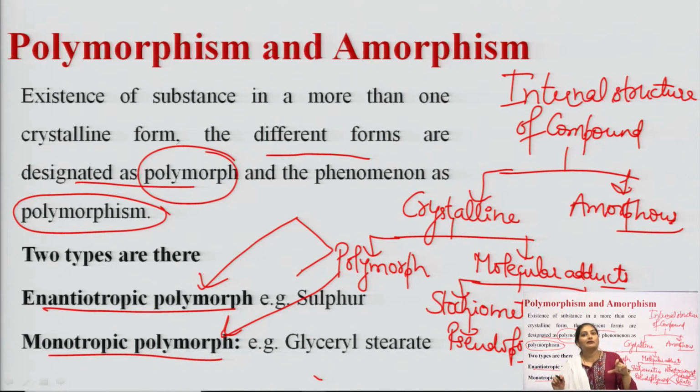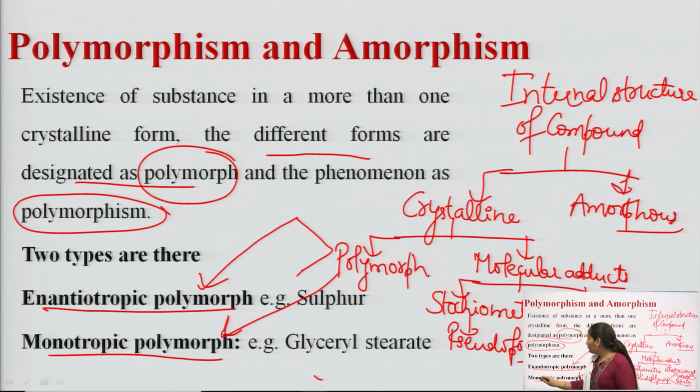Now, what do you mean by enantiotropic polymorph? The enantiotropic polymorphs are the drug substances whose form or state can be changed by altering the different conditions. Okay. By changing the temperature and pressure conditions, one form can be converted into another form. So, those polymorphs are called enantiotropic polymorphs, and the example of enantiotropic polymorph is sulfur.